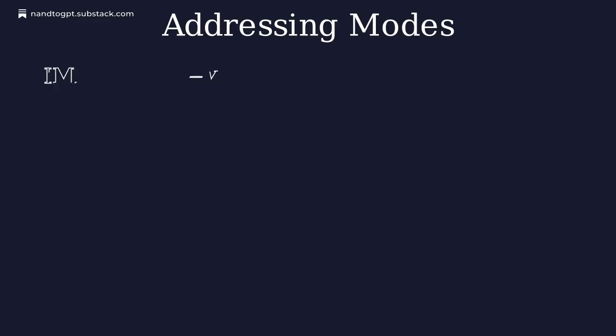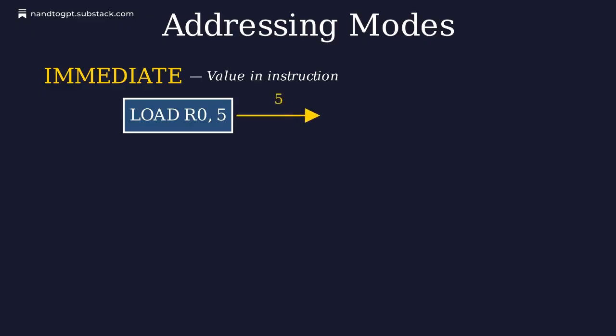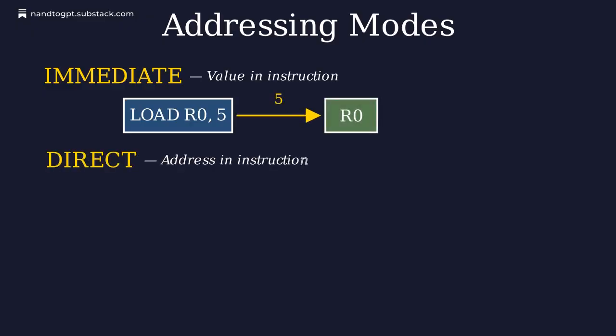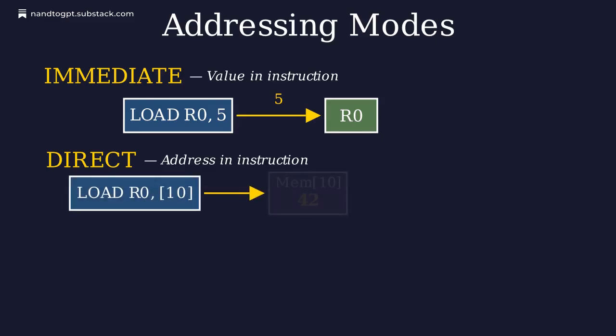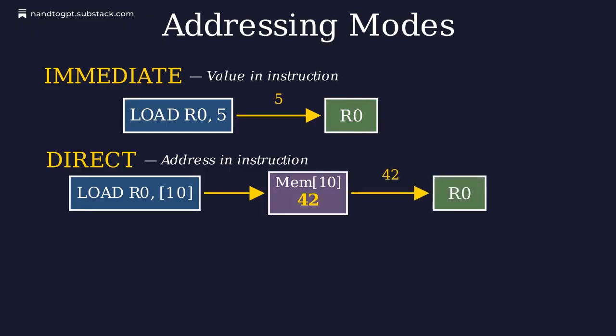So far, we've been loading values directly into registers. Load 5 means put the number 5 in the register. This is called immediate addressing. The value is right there in the instruction. But what if we want to load from a memory address instead? Direct addressing, the instruction contains a memory address, and we load from that location. Load from address 10 means go to memory location 10 and get whatever's there.